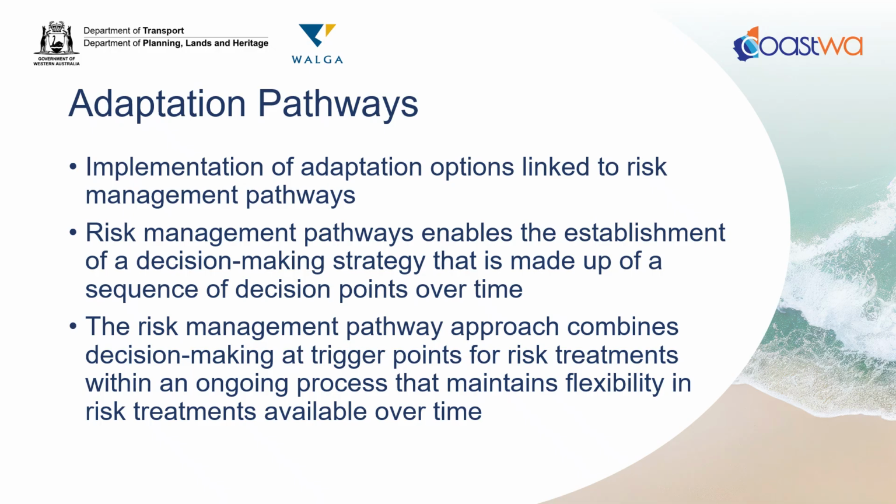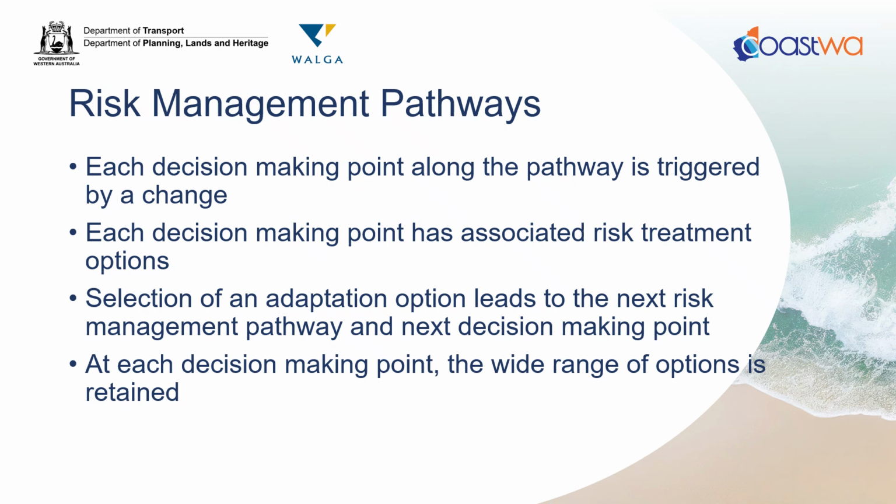And this risk management pathway approach combines decision-making at these trigger points for risk treatments within an ongoing process that maintains flexibility in treatments over time. So under an adaptation or risk management pathway, each decision-making point along the pathway is triggered by a change. That change may be a change in information, it may be a change in values, it may be a change in erosion or coastal processes. Each decision-making point has associated risk treatment options, and the selection of an adaptation option leads to the next risk management pathway and the next decision-making point. At each of these decision-making points, the wide range of options is retained.